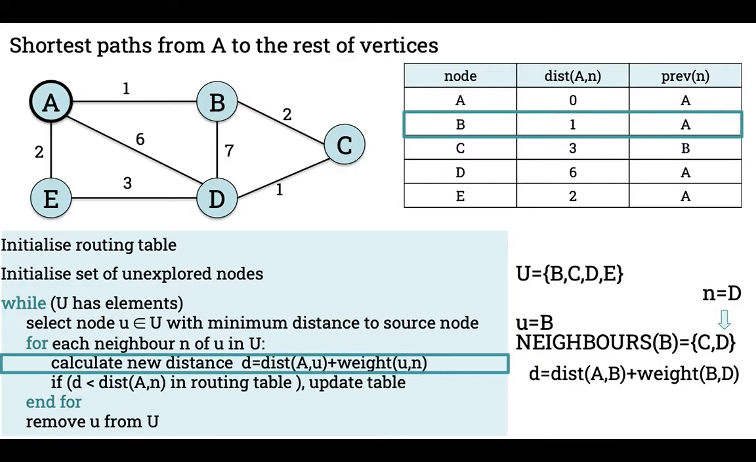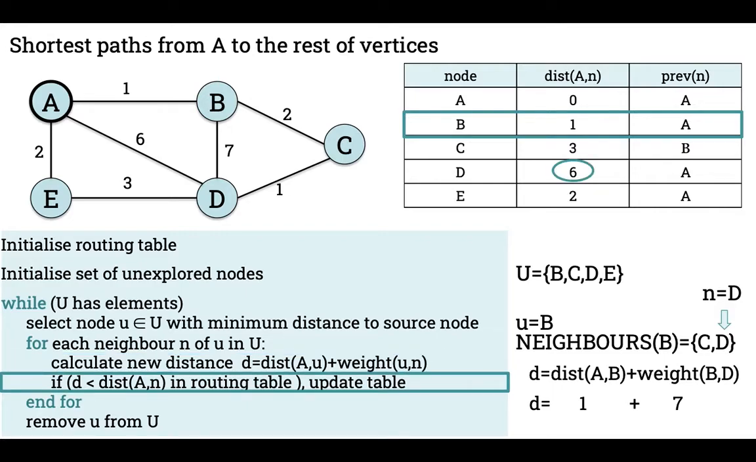We calculate the distance from the source node A to node D by using the route that passes through B. From the routing table, we already know that the distance from A to B is equal to 1, and from the graph information, we know that the link BD has a weight of 7. So this distance is equal to 8.